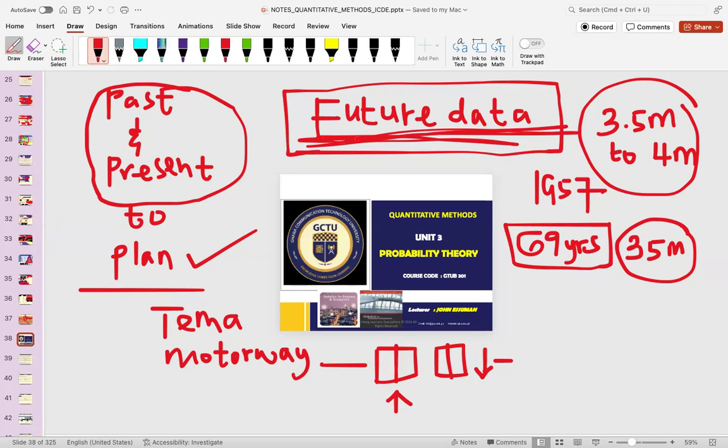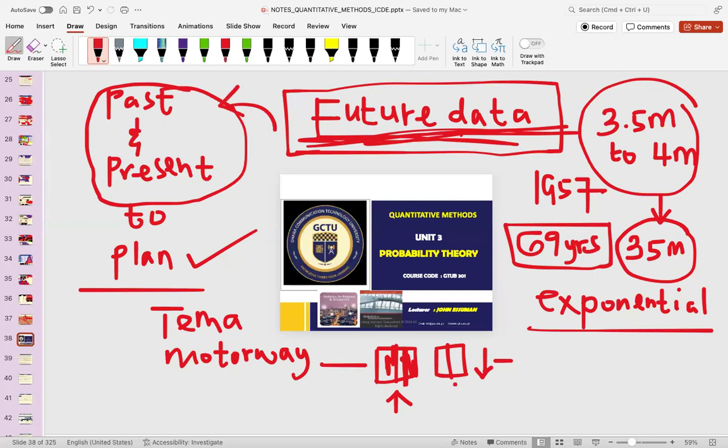If they had planned with future data, they would do some exponential calculations whereby they can predict that after 69 years, this population of 3.5 million is going to move to 35 million. As a result, there will be a lot of movement on the motorway. So let's use future data, not present data, to plan. And they could have increased the lanes.